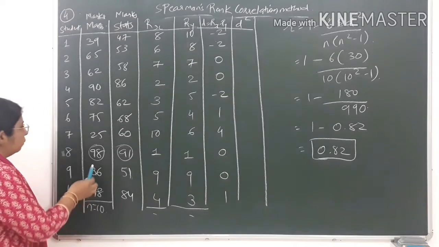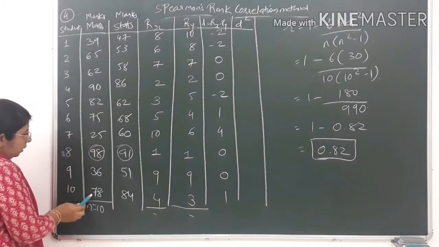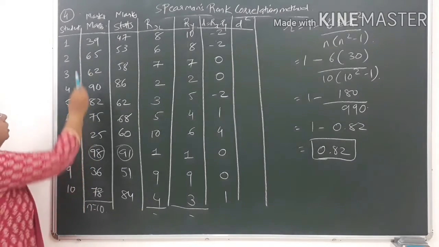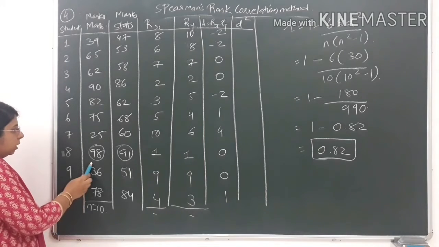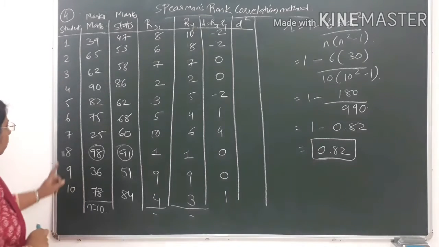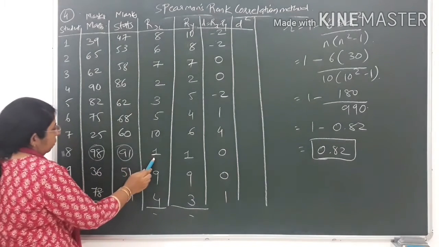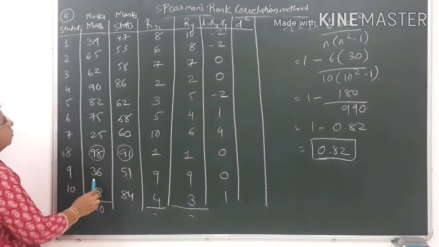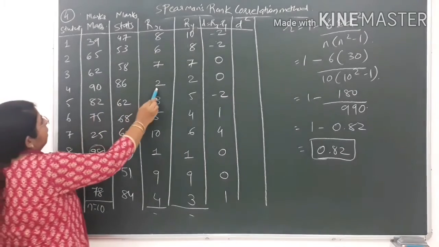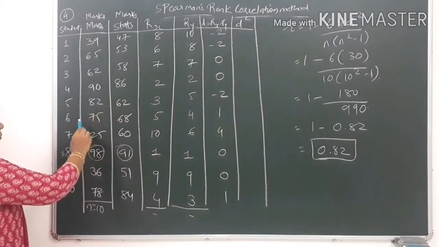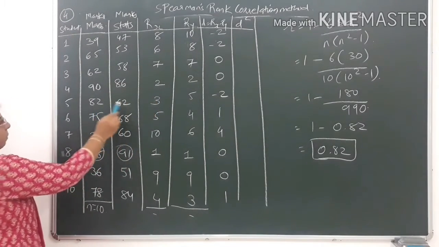So over here you also have to see which student is getting the highest marks in a particular subject, that is maths. The highest marks in maths is secured by student number 8, that is 98. So you will give first rank to 98 marks. Then the second rank, that is 90 marks, rank number 2. Then afterwards 82 marks directly, so number 3.